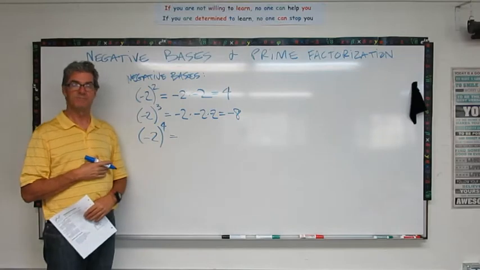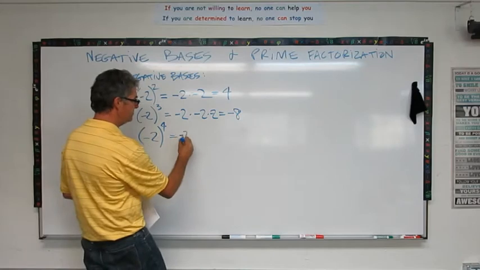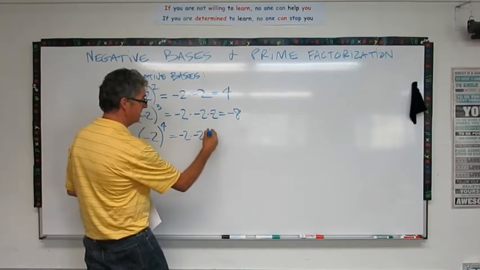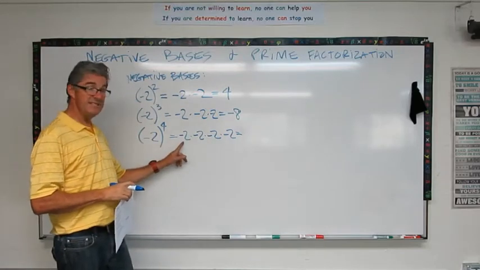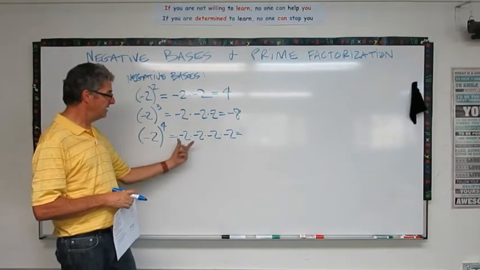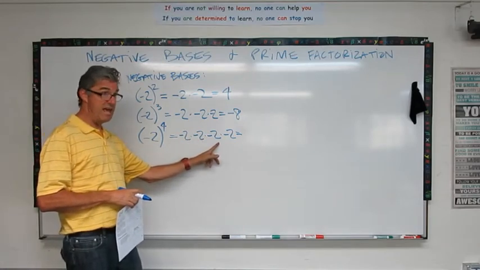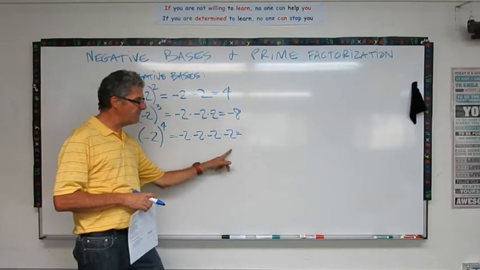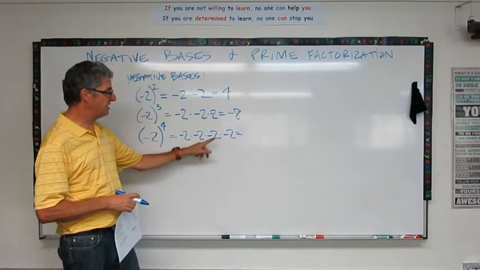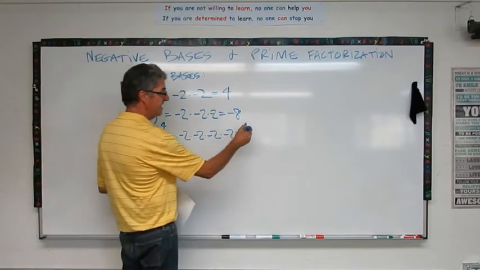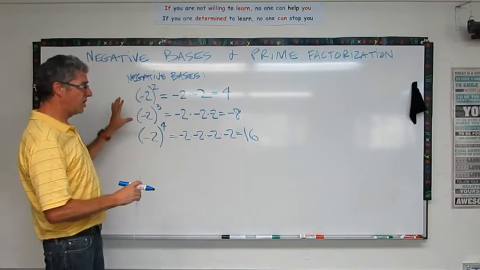Pause the video. Okay, let's see how you did. This one is negative 2 times negative 2 times negative 2 times negative 2. So in this case, the answer is going to be positive again. These two make a positive number, but then we multiply it by a negative, so it would go negative, just like this one. But then we're going to multiply it by another negative, so it's going to go back positive. And we know that 2 times 2 times 2 times 2 is 16, so the answer to this one is positive 16.